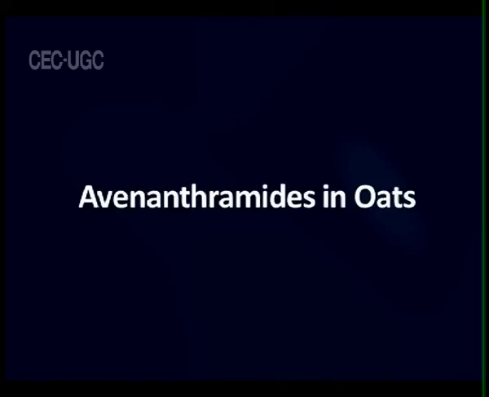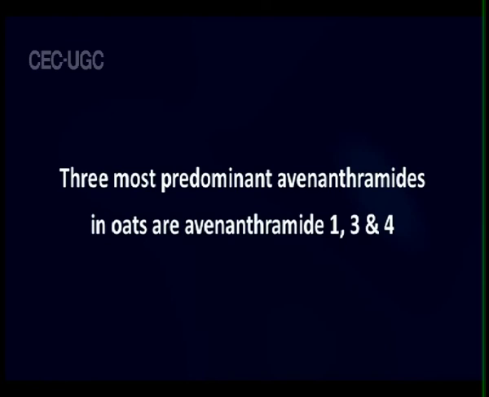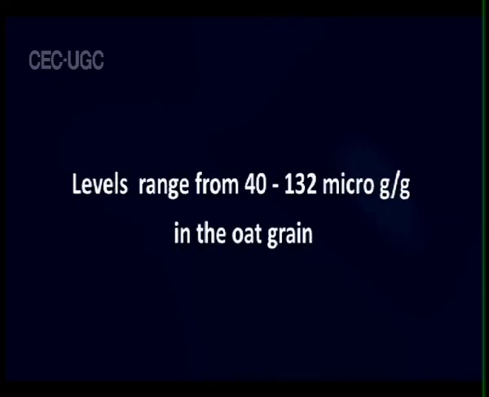Avenanthramides in oats. Avenanthramides are phenolic compounds and consist of anthranilic and hydroxyanthranilic acid linked to one of several hydroxycinnamic acids through an amide bond. Oats is the only source of avenanthramides. The three most predominant avenanthramides in oats are avenanthramide 1, 3 and 4. Its levels range from 40 to 132 microgram per gram in the oat grain. It is heat stable during processing.